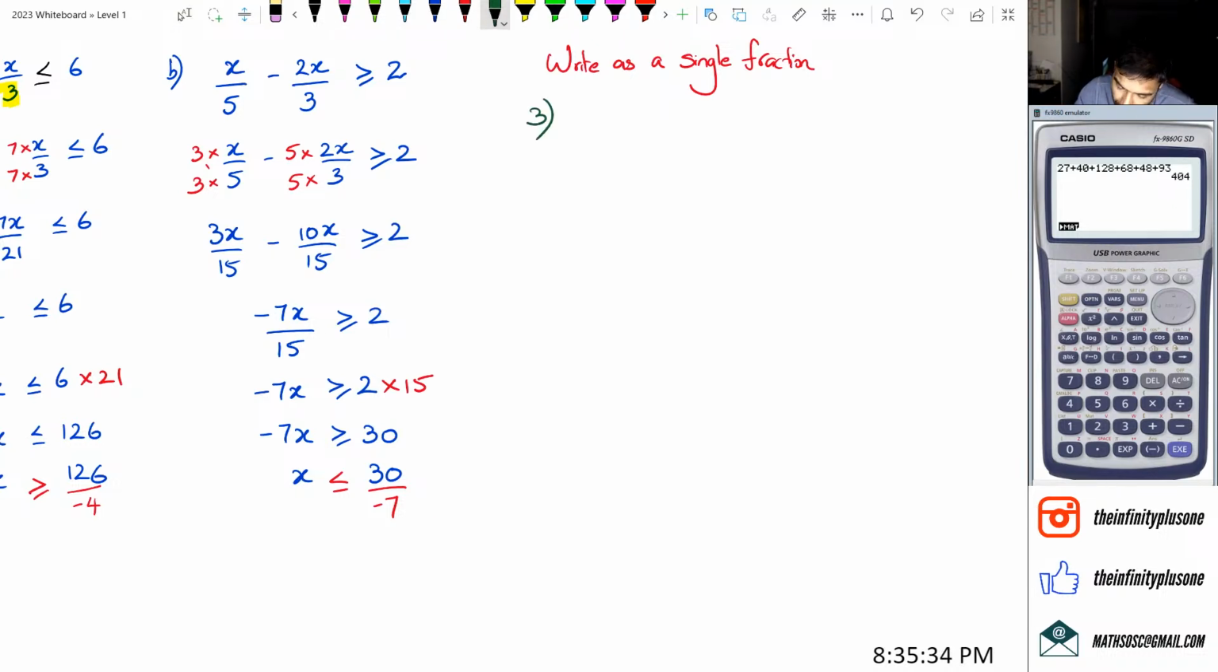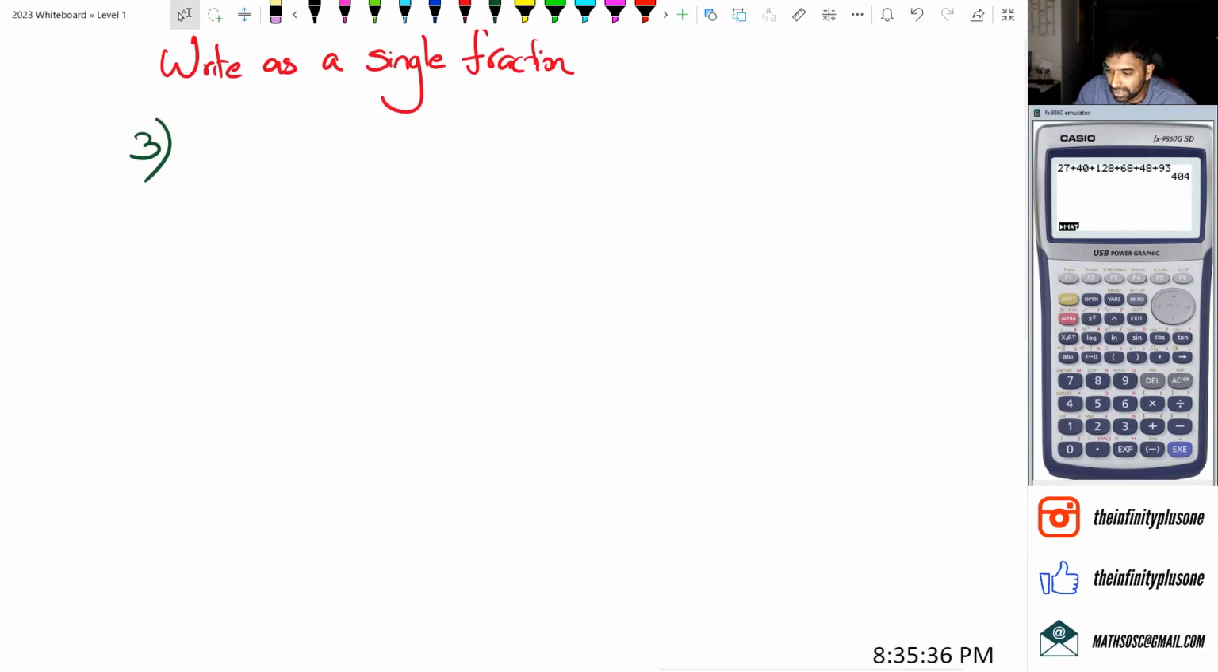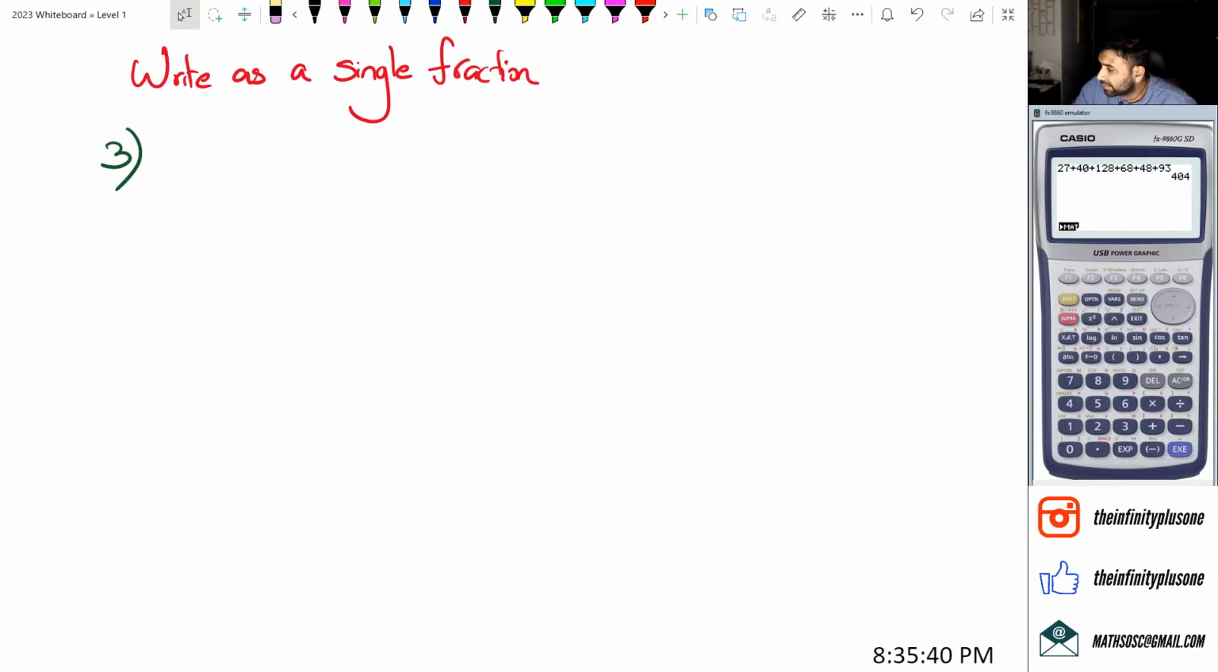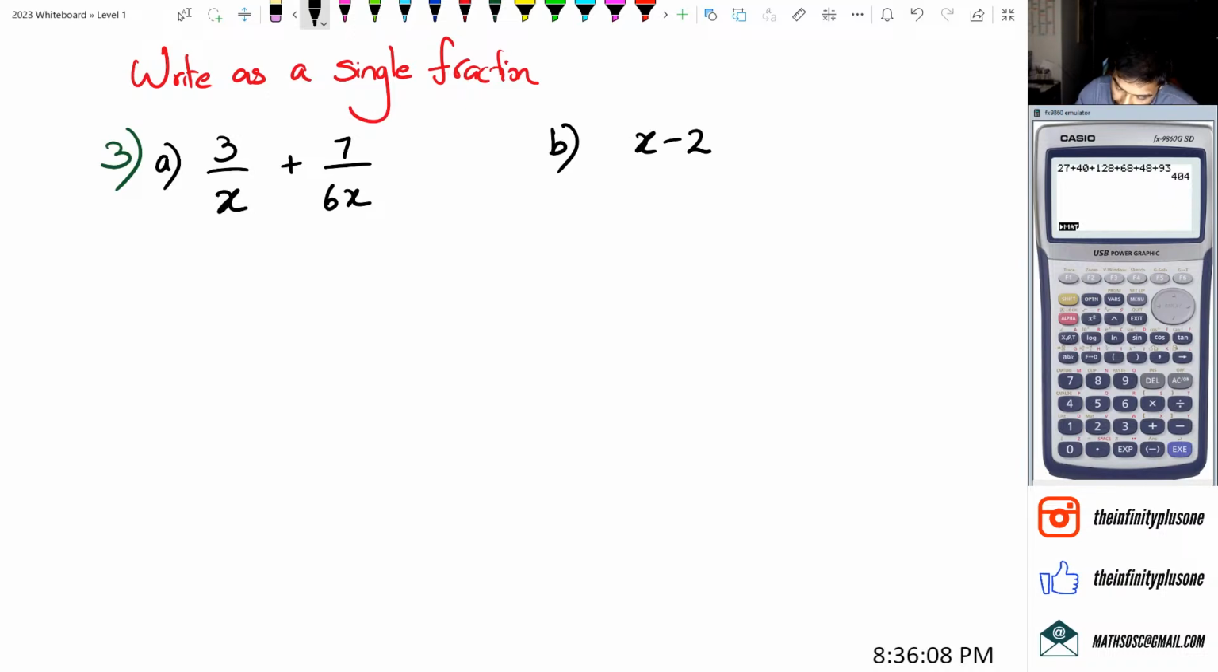All right, so we are going to go to the next part of this tutorial. We're looking at writing things as a single fraction. What do I mean by that? What if I give you guys a question like this? Here is 3 over x. Let me write that again. So 3 over x plus 7 over 6x. That's going to be A. And B is going to be x minus 2 plus, where's my question at?